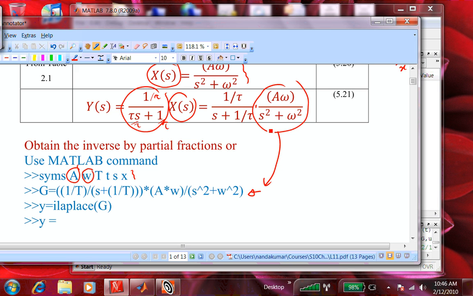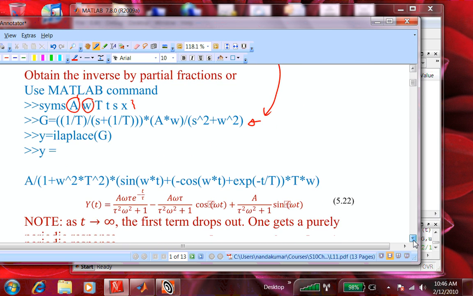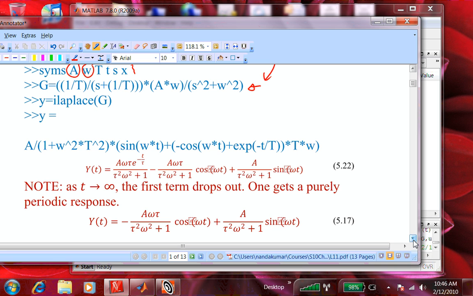I pass this to my Laplace and I get the following output in the time domain. And I just want to analyze this solution. So y of t in the time domain will be given by a first part which contains e to the power minus t over tau. And then there are two parts that do not contain an exponential term. They contain only the sine and cosine of omega term.